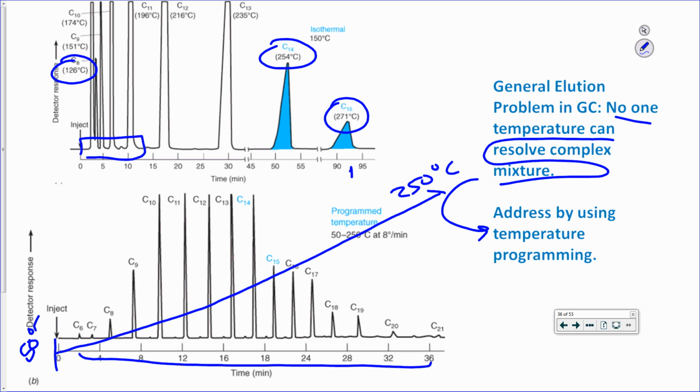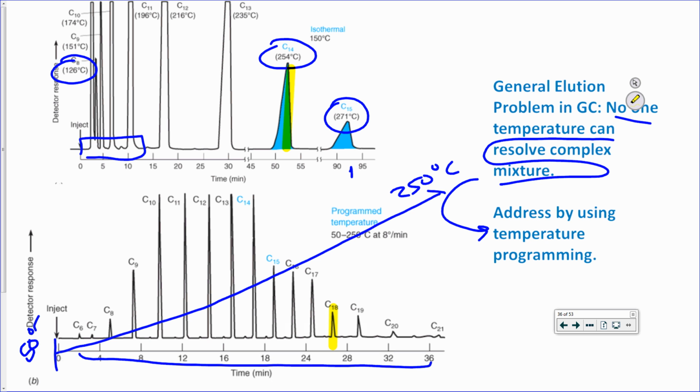Okay? The other thing, tell me something about the peak shape you see. It's like an upside down U. It's pretty sharp. Okay, pretty sharp is what I like. Look how broad this peak is versus how sharp these are down here. The temperature programming refocuses them.